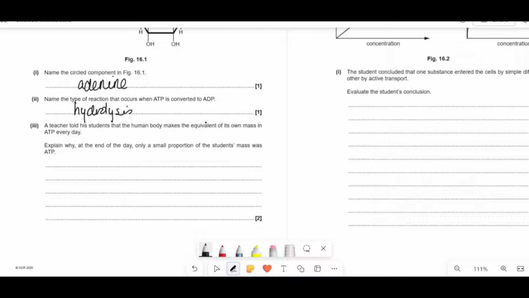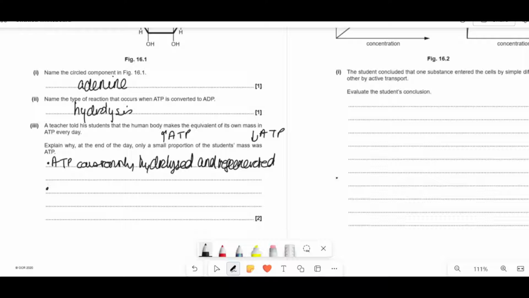So be careful to read the question carefully. It's saying that they're making their own mass of ATP, but the question's told you that at the end of the day the small amount of their mass is the ATP that is made. What they're trying to get at is that it's made and broken, made and broken, made and broken. So that means that ATP is constantly hydrolyzed and then regenerated. That doesn't explain why we're doing that.